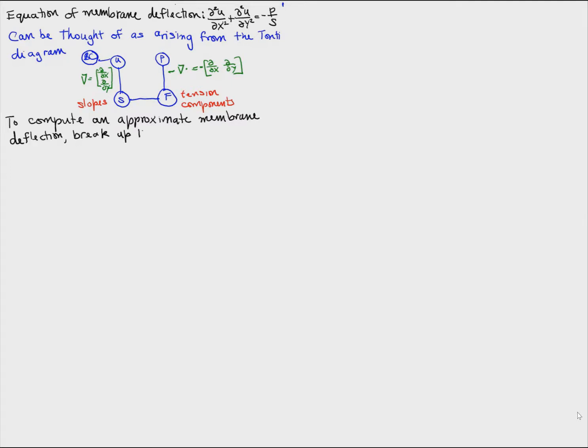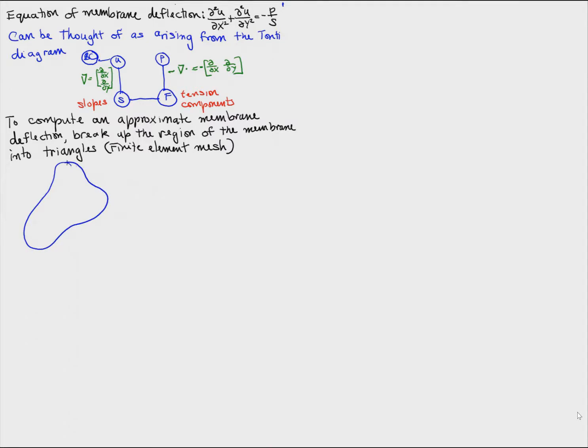So to compute an approximate membrane deflection, we break up the region of the membrane into triangles. We call this the finite element mesh. We call each triangle a finite element, and the assembly of triangles the finite element mesh. Now, within each triangle, we approximate the deflection of the membrane by a plane. So a patchwork of these planes is going to approximate the full deflected shape of the membrane.